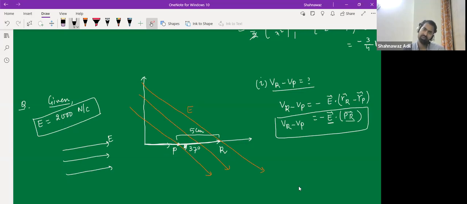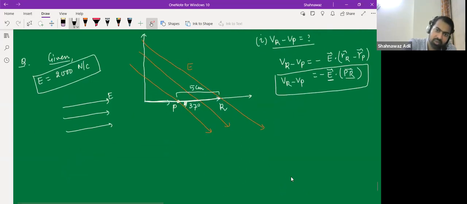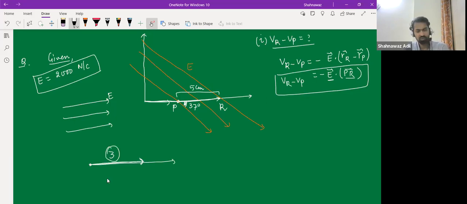Yes, sir. Okay, so let me recall the vector portion that we did. We have a vector whose magnitude is, let's say, 3, and its direction is along the x-axis. So what would be this vector? Aisha, what would be this vector?